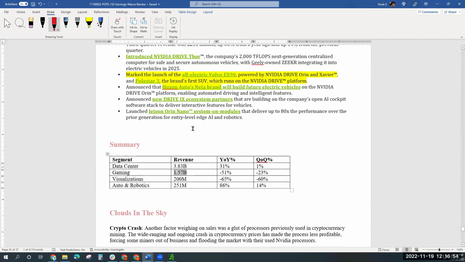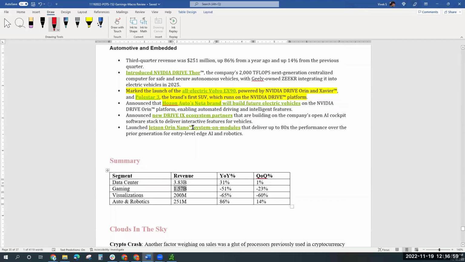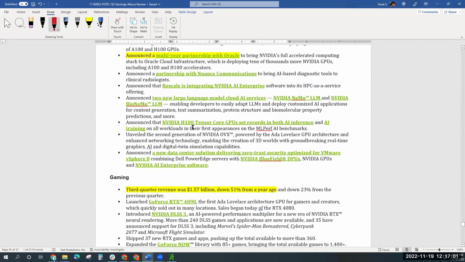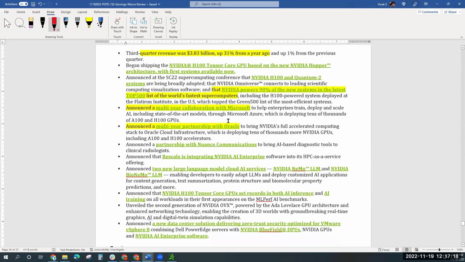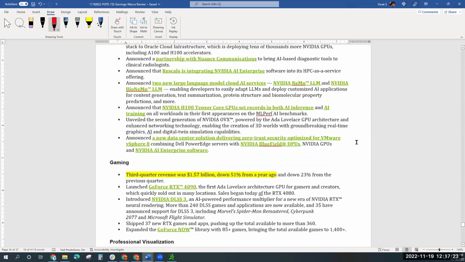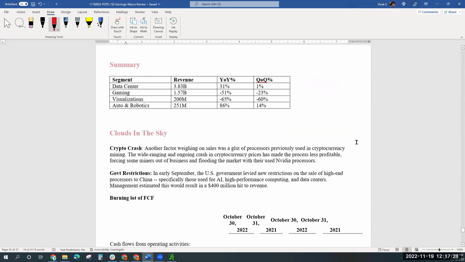So short term, I do see some headwinds. It's a tough comparison for Nvidia, but overall, the type of partnerships that they're building and the overall strength that they have in high-end computing is still strong, right? They are forming collaborations with Microsoft, Oracle, Nuance. 90% of the supercomputers actually use Nvidia. But you really need to have a longer-term focus on this one.